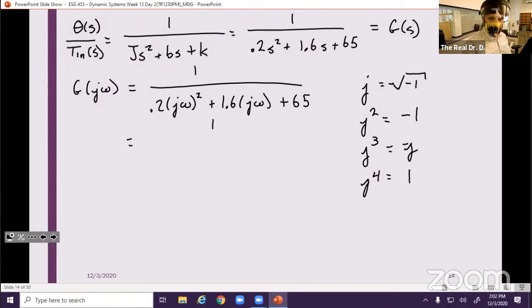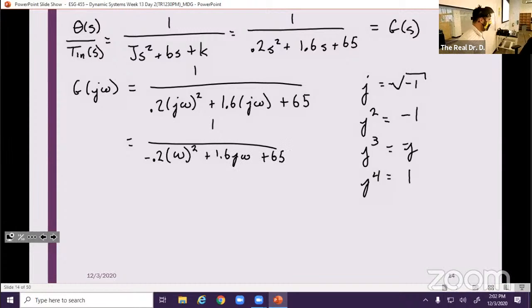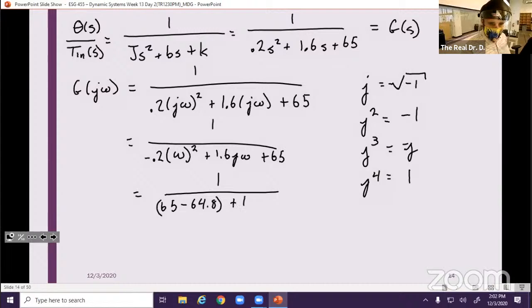Well, because this now becomes -0.2 times omega squared plus 1.6 j omega plus 65. And if I plug in 18 here, it turns out that 0.2 times 18 squared is 64.8. That one worked out pretty well. So we get 65 minus 64.8, that's my real portion, plus 1.6 times 18, not omega, but j.